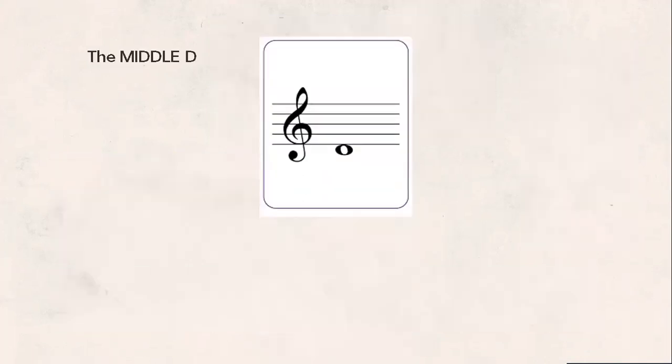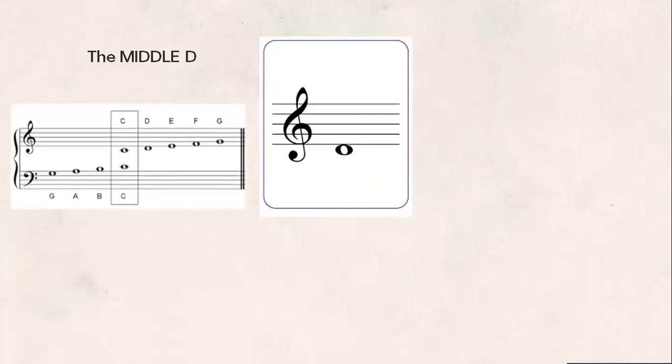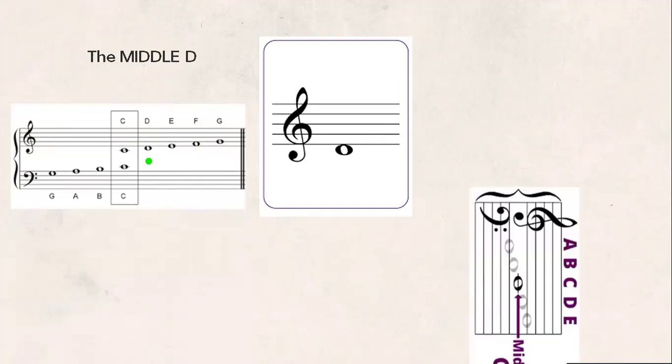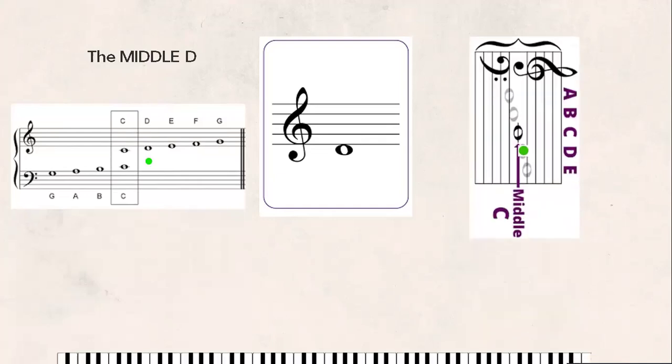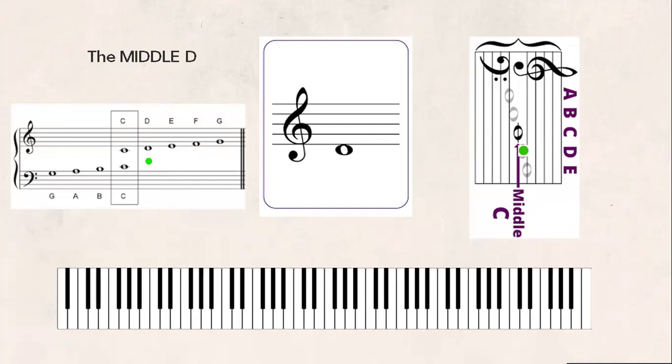The middle D. The middle D is written just under the first line of the treble clef. It is just beside the middle C. Right there. On the piano, this note comes after the middle C, in between the two black keys.